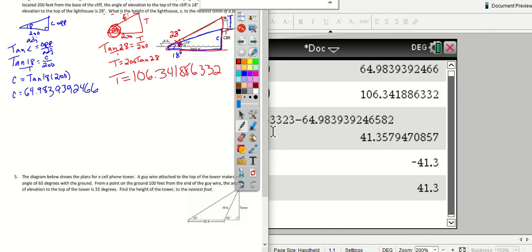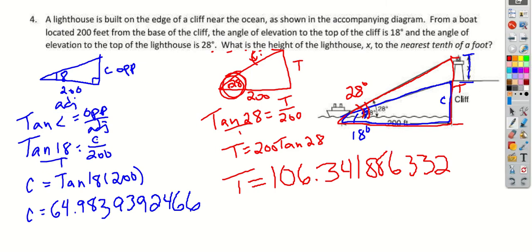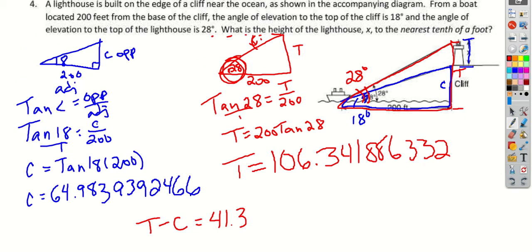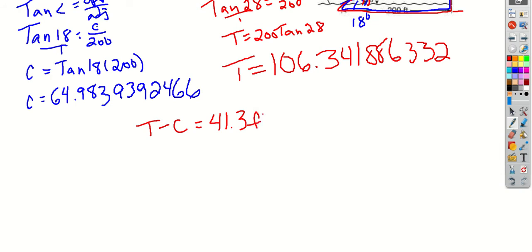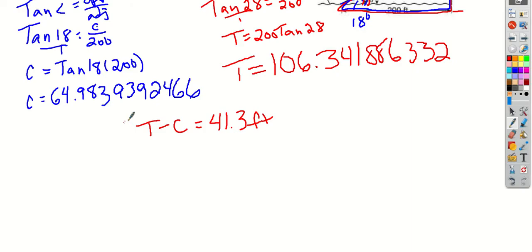And so the height of the cliff, or the tower, is just T minus C, and this is equal to, and we said, 41.3, and the units are measured in feet. You say 3 or 4? 4.